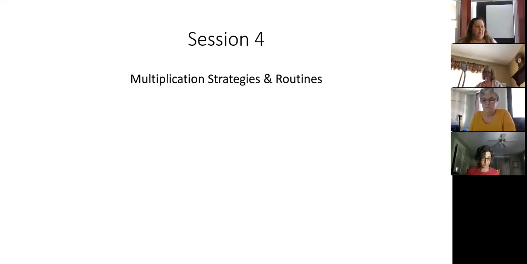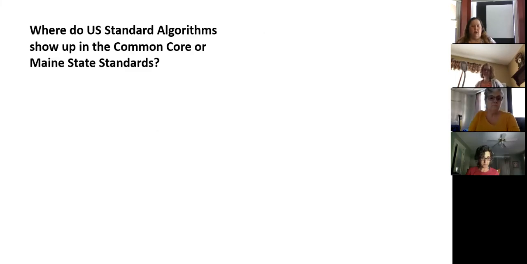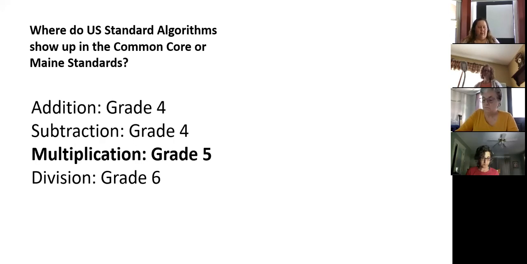So when we think about multiplication strategies, we know that students need to have addition and subtraction strategies fluently by grade 4. Multiplication is fluently the standard US algorithm by grade 5. And we actually start to see multiplication a little bit in grade 2. It really starts to take off in grade 3. And then we build on those strategies for grade 4 and get to that standard algorithm in grade 5. So we'll look at that progression of strategies today.